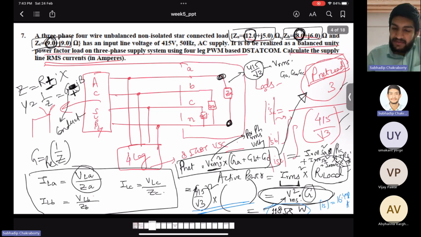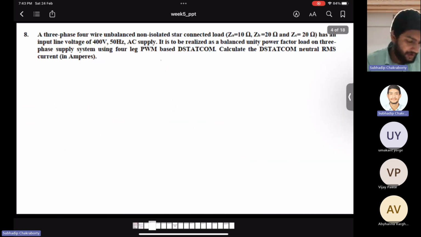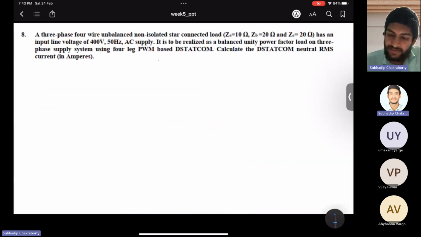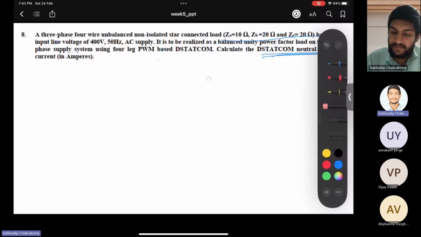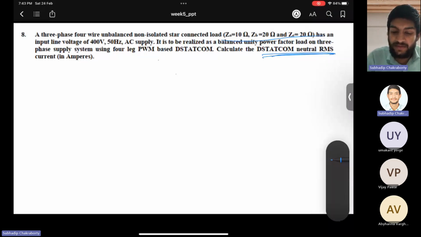So same, just take a screenshot of this problem. So this is the same problem. Only the neutral current of the DSTATCOM RMS value is asked. As you know, I neutral is ISA for the DSTATCOM. So we can write like this. What will be the DSTATCOM neutral current?